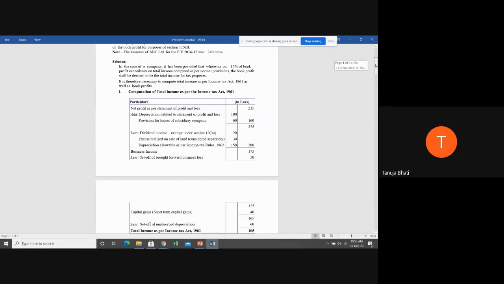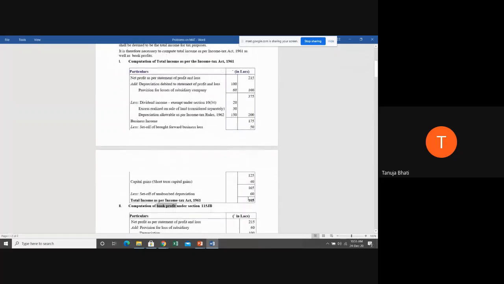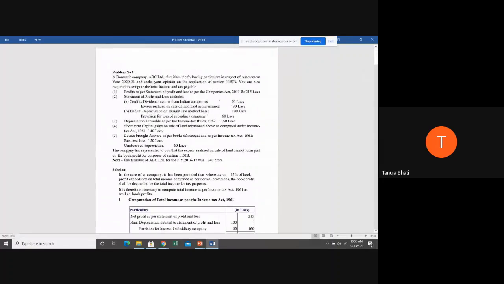So have you all understood how to compute tax as per the normal provisions of Income Tax Act for this particular problem? Yes, students? Yes, ma'am. Okay, students, can you all tell me what is the tax to be applied on this 105 income? What is the tax to be applied as per the normal provision of Income Tax Act? See, the turnover of ABC Limited for the previous year 2016-17 was 240 crores. So what is the percentage you will apply? 25%. Very good. You will apply 25% tax.